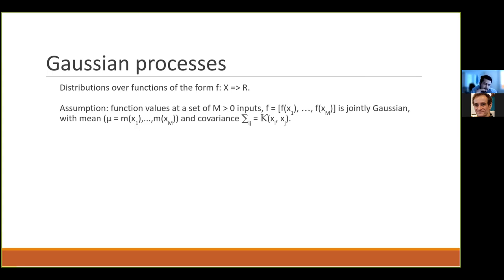This represents an assumption of a distribution over functions, and these functions map a variable space to a real-valued space. The assumption is that the function values at a set of M inputs, where f is a concatenation of the function values at different x positions, are jointly Gaussian. By Gaussian, it means a normal distribution with mean and covariance matrix as shown there.